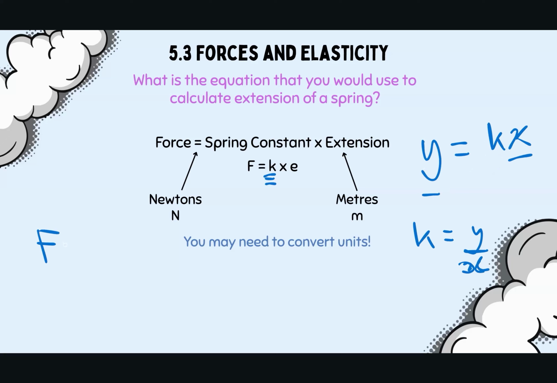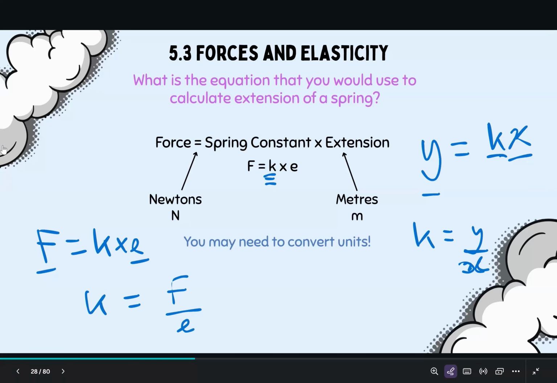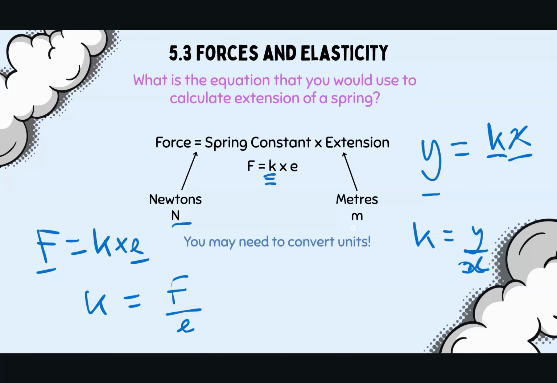If you know F equals k times the extension, if you know the force and the extension, you can work out the spring constant. Spring constant is just like the k that you have in maths. It's just a constant that connects the force to the extension. So in this case, k would equal force divided by extension. Don't forget newtons for force, and extension is in meters.